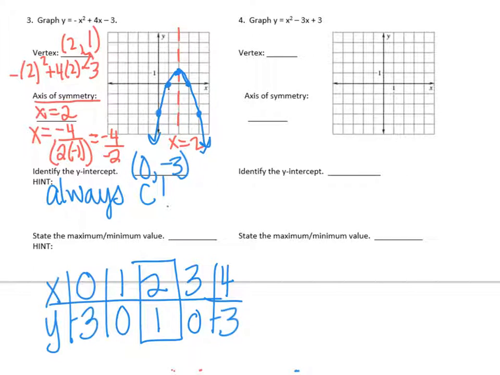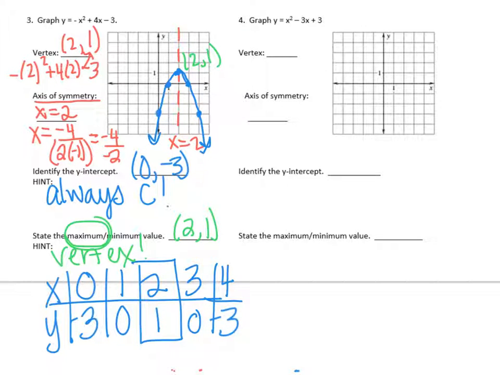Double check what you have by plugging this into your graphing calculator. Compare the tables to make sure they match up, and make sure the graph looks right also. So the last thing here, state the maximum or minimum. Your maximum or minimum is always at your vertex. So that vertex is 2, 1. I should have labeled that. And it's 2, 1. And because it's at the highest point of the parabola, it's a maximum. So my hint, it's always the vertex.